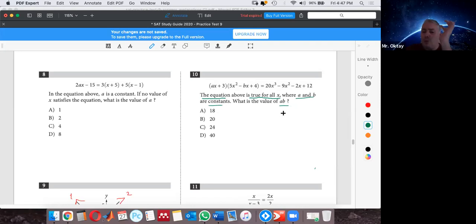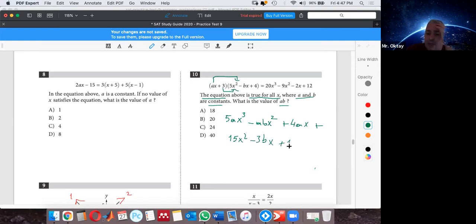I will show you 2 ways. The first one, classical one. Open this. Ax times 5x squared, 5ax cubed. Ax times negative abx squared. Ax times this, 4ax. 3 times this, plus 15x squared. 3 times this, negative 3bx.